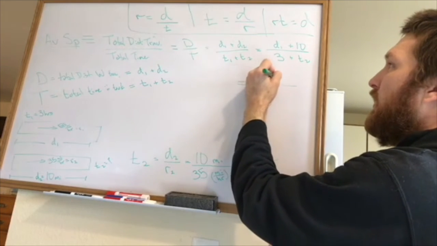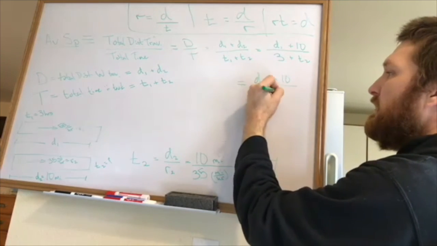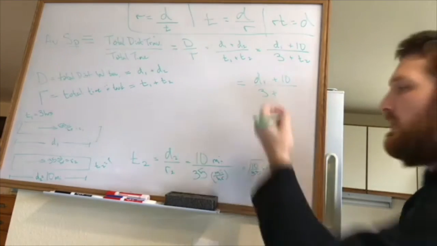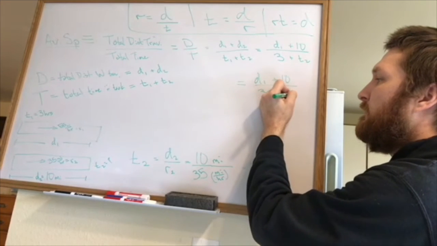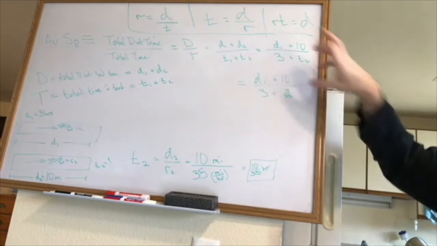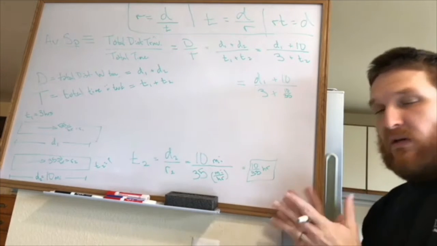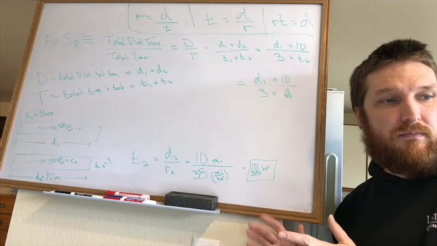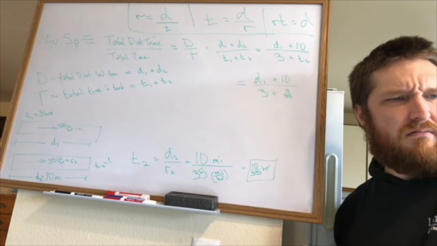Still looking for D1. We don't know the distance. 3 plus whatever this is, 10 over 35. And in the end here, we're going to have a bunch of fractions and fractions. For all of these questions, use your calculator. We're not interested in, are you there?